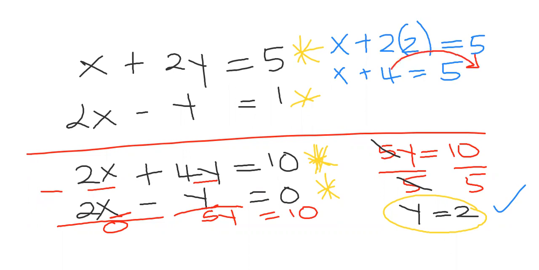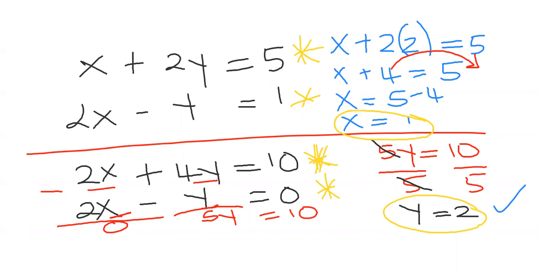We take the 4 to the other side of the equal sign, and we collect like terms. 4 and 5 are like terms because they both don't have variables. So our expression reduces to x equals 5 minus 4. Then x equals 1. So that's our final answer for x.